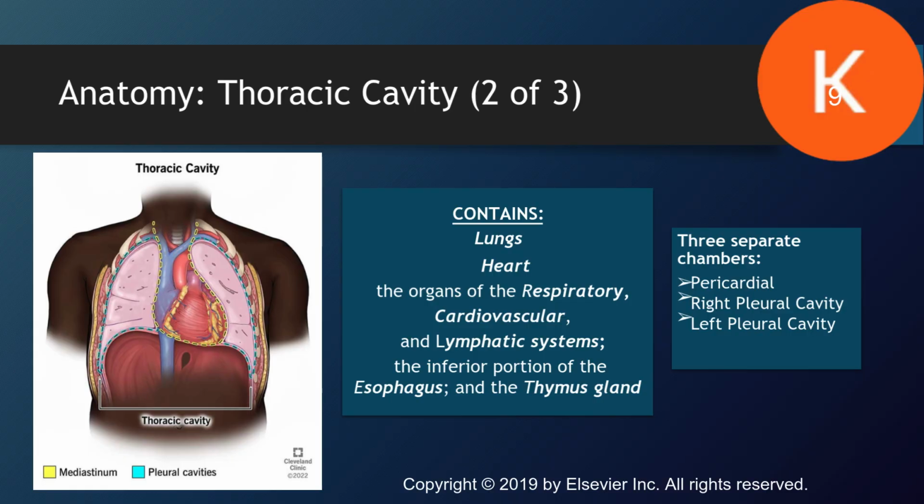The thoracic cavity contains the lung and heart, organs of the respiratory, cardiovascular, and lymphatic systems, the inferior portion of the esophagus, and the thymus gland. Within the cavity are three separate chambers, a single pericardial cavity, and the right and left pleural cavities. These cavities are lined by shiny, slippery, and delicate serous membrane.